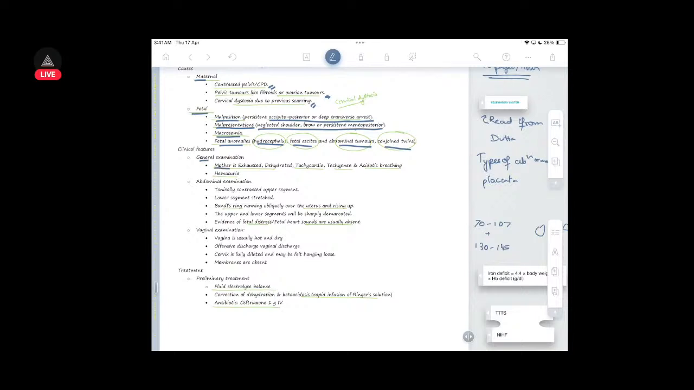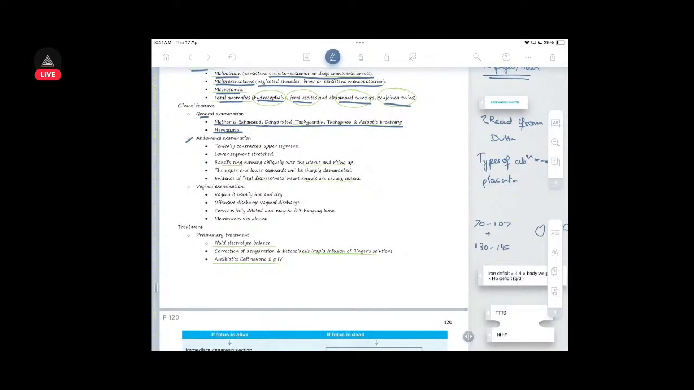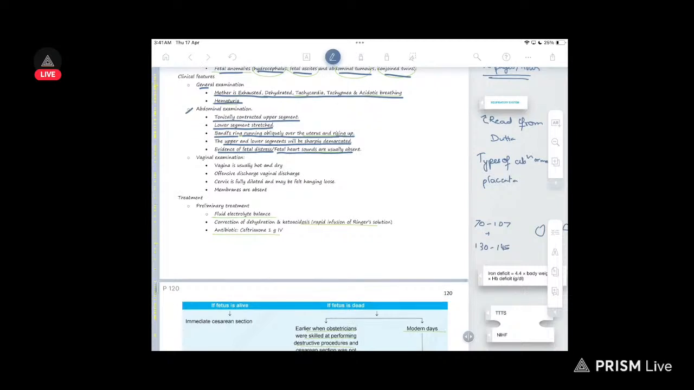So clinically, the mother is exhausted, dehydrated, tachycardic, tachypneic, and acidotic breathing will be there, and hematuria will be there. On abdominal examination, the upper segment is tonically contracted, and the lower segment will be stretched. Bandl's ring running obliquely over the uterus and rising up will be seen. Upper and lower segments will be sharply demarcated. Evidence of fetal distress, fetal heart sounds are usually absent.